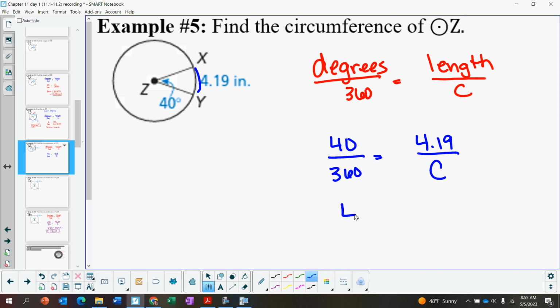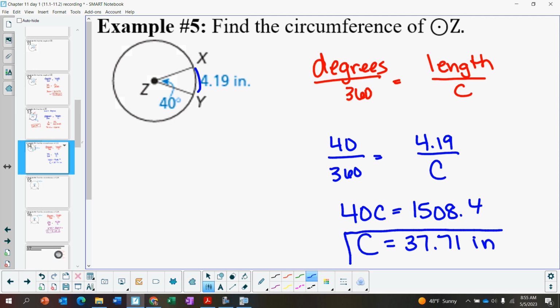So now when I cross multiply, I have 40 times C equals 360 times 4.19, which is 1508.4, and divide by 40, I get a circumference of about 37.71 inches.